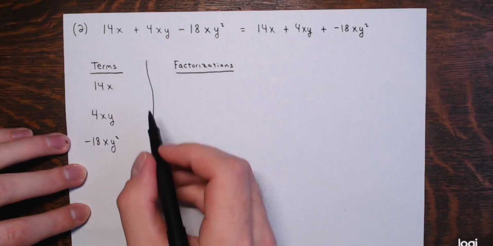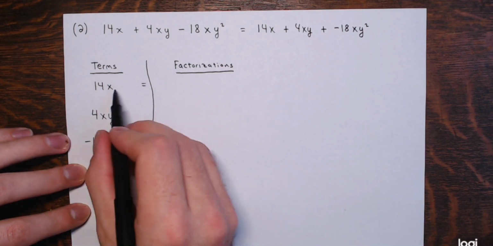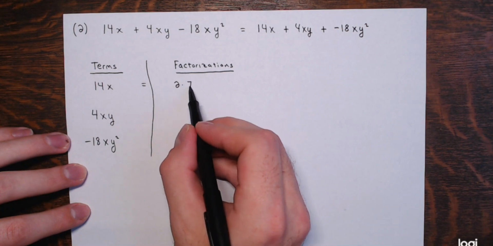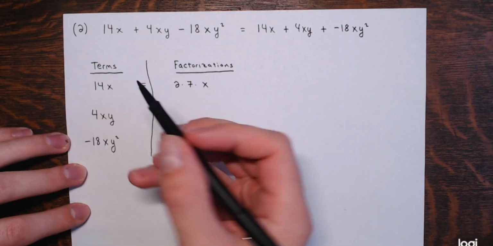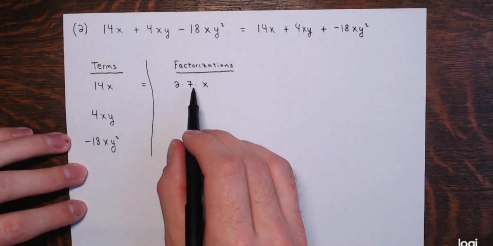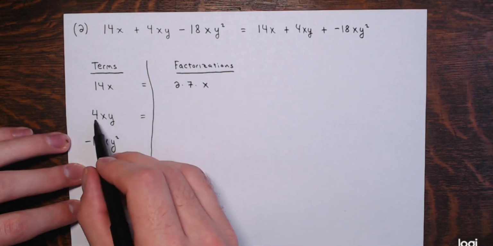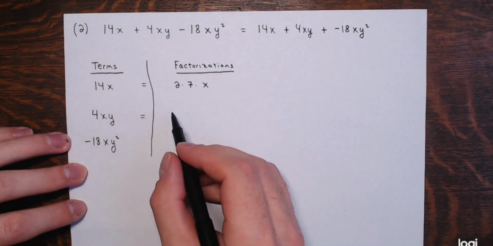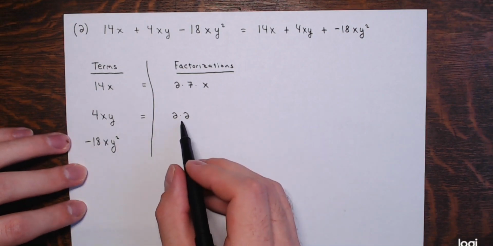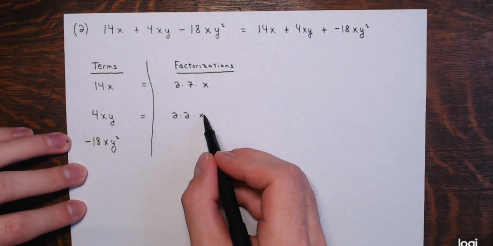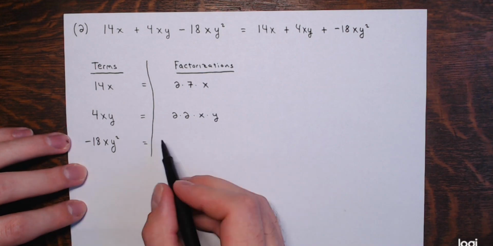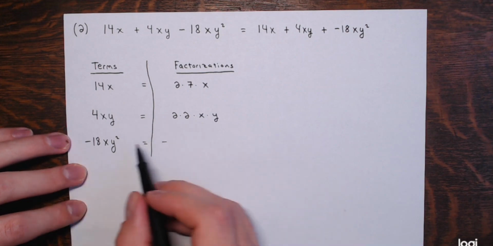Right? So 14x, when I factor it completely, 14 breaks down to 2 times 7, and then x is just x. So there's 3 factors, 2 and 7 and x. 4xy is 2 times 2, right, breaking down 4 completely, times x times y. Right, and those are just x and y. And then negative, they'll be negative, right? Just put a minus sign here.